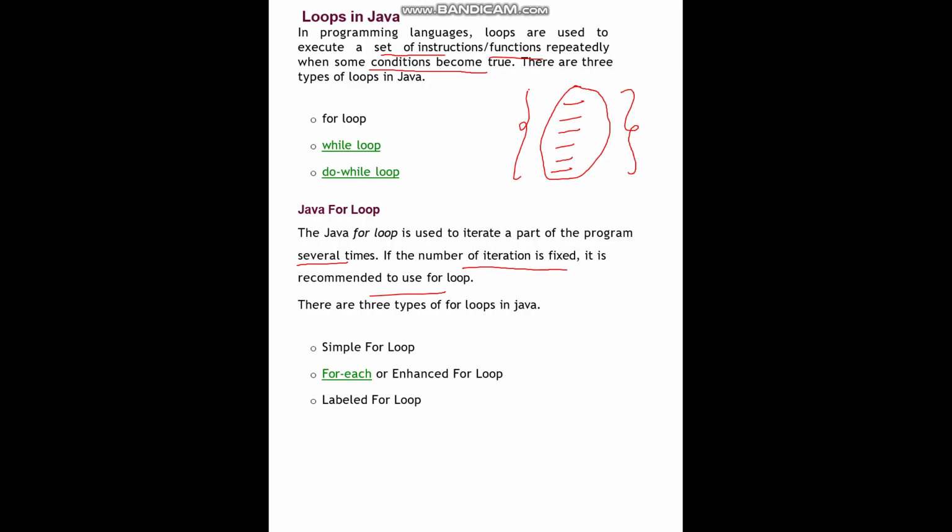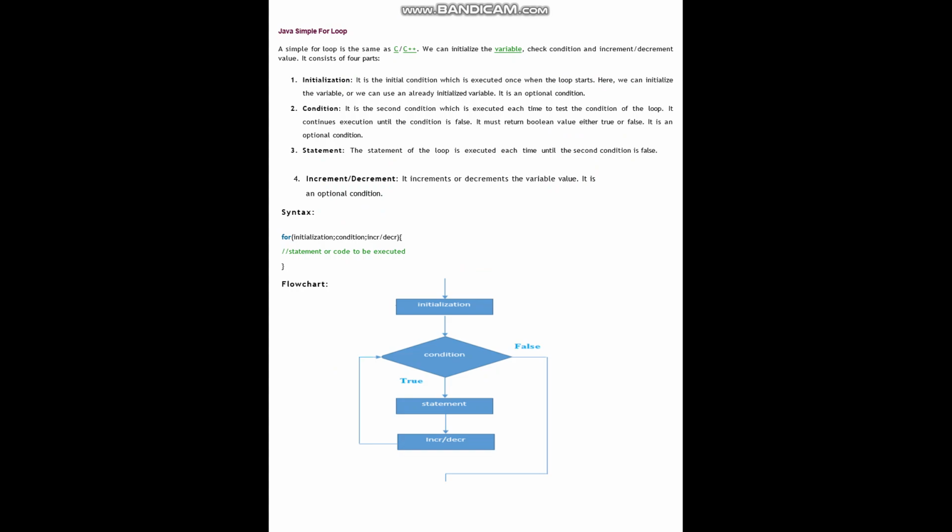Coming to the first one, the simple for loop. In a simple for loop, it is the same as in C and C++. Whatever the syntax of the for loop is in C and C++, the same syntax is available in Java also. We can initialize the variable, check the condition, and increment or decrement the value. It consists of four parts.